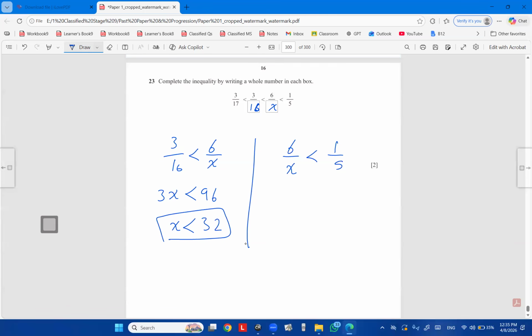I'm going to do exactly the same thing over there. You send the x there as multiplication, so it becomes x times 1, which is only 1x. And the 5, instead of division, goes to the other side as multiplication. So it becomes 30. So x is greater than 30 and less than 32. So x is greater than 30 and less than 32, so what is x then? It is 31. That's the only answer that's going to work. So x here is 31.